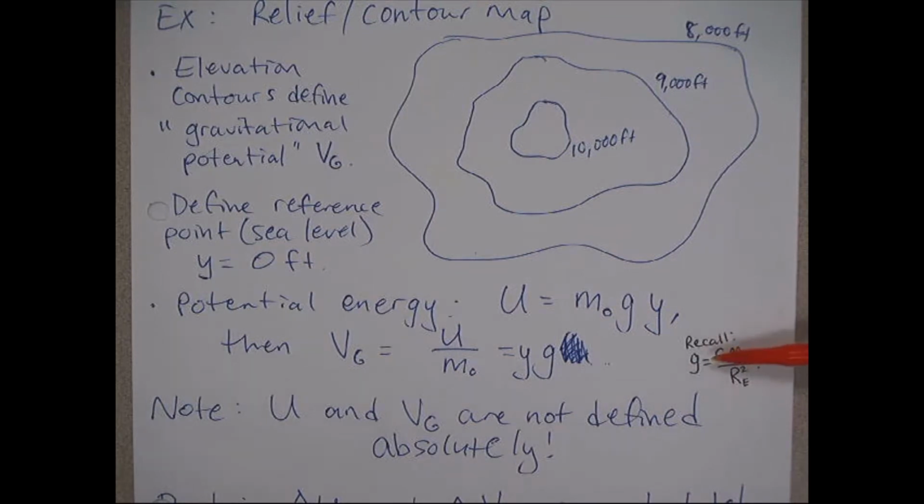And that value of g is truly dependent on your height away from the surface of the Earth. So as you climb a mountain, this radius gets a little bit bigger. It's like the radius of the Earth plus 10,000 feet. So the local gravitational acceleration on top of the mountain is slightly smaller than it is at sea level.